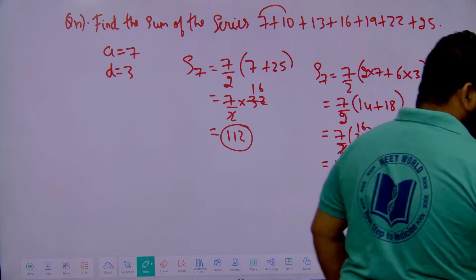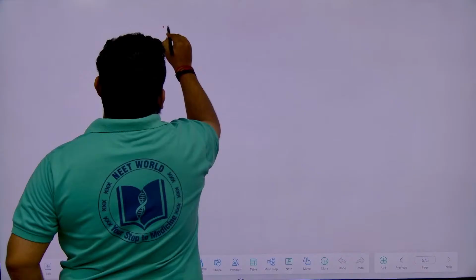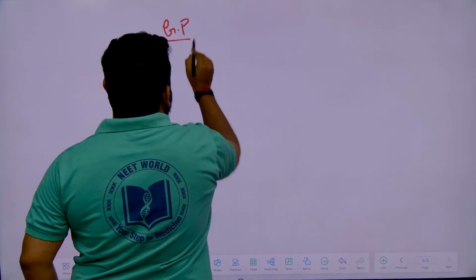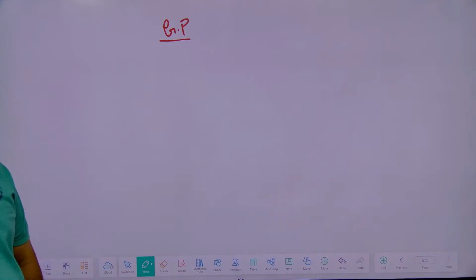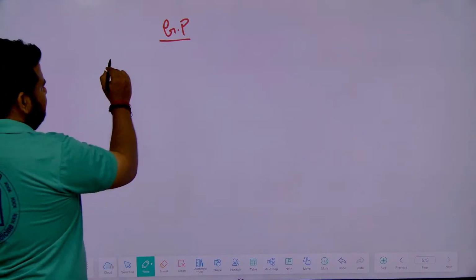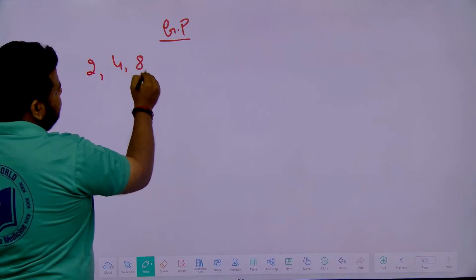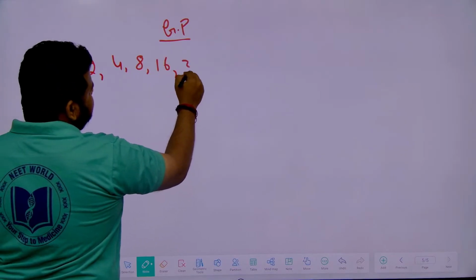Done? Okay. Next is the geometric progression. Geometric progression means whatever the term it is there, that will be multiplied by, it will become double. Okay, double, or it will become 3 times, or 4 times, like that. So how many times it is becoming, that we call as what? Common ratio.